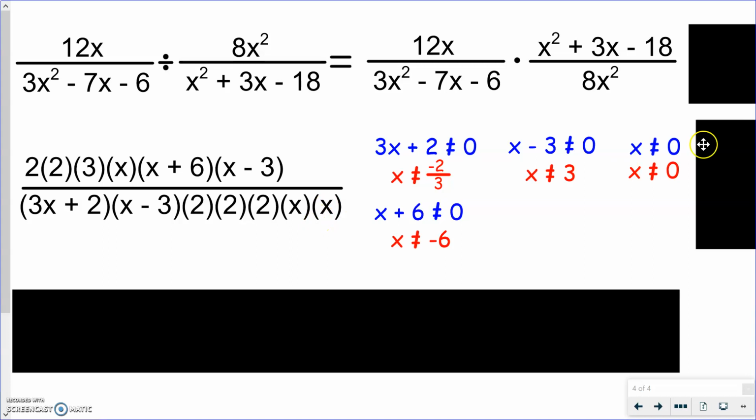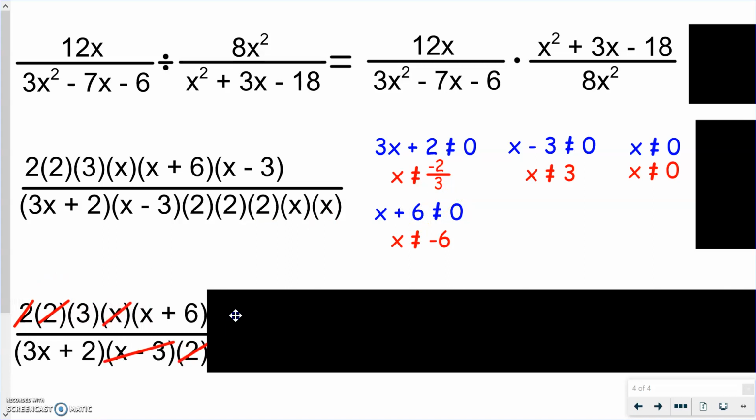Then I go to the original fraction that flipped. So it used to have this x squared plus 3x minus 18 on the bottom. It's on top now. And that changed into this x plus 6, x minus 3. So x plus 6 is new. I have to find that restriction as well. So x plus 6 cannot equal 0. Let's subtract 6 from both sides. X cannot be negative 6. X minus 3, we already did that right here. That's the same as this restriction. So this one has 4 restrictions, not 3.